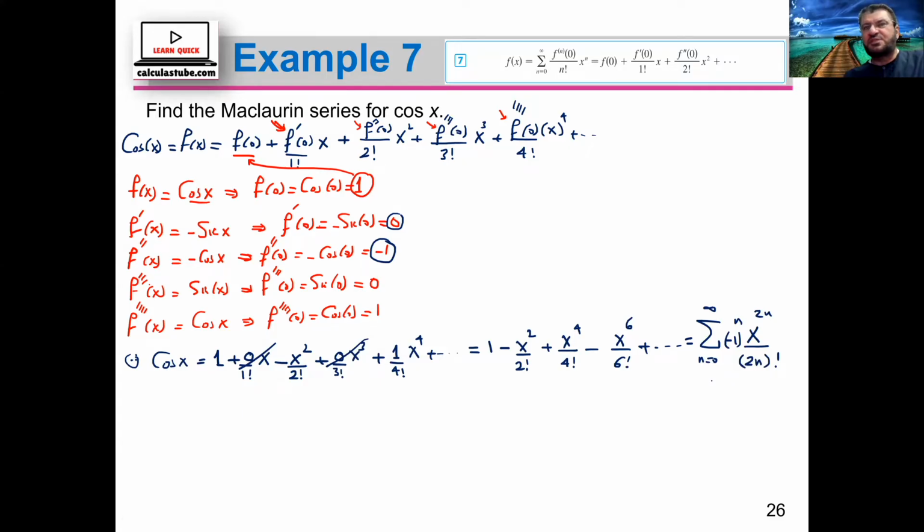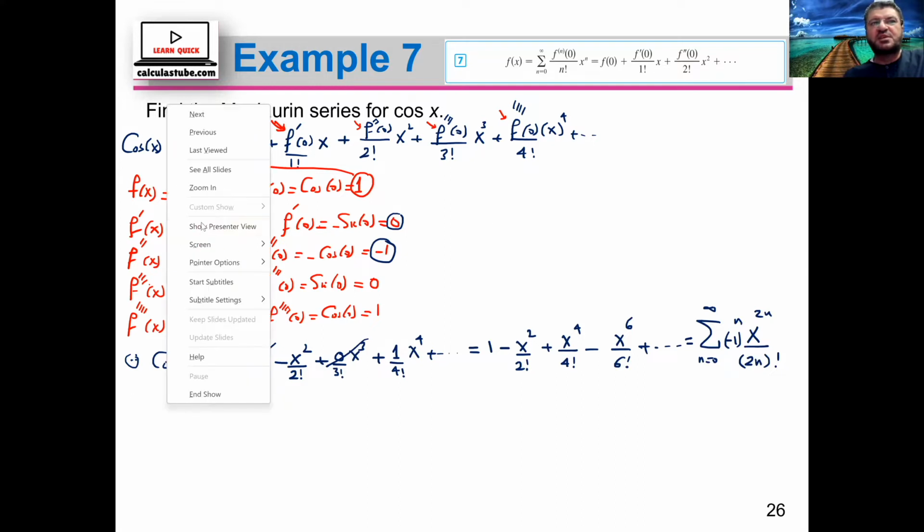What would be the radius of convergence? To find the radius of convergence, guys, we will do the following.